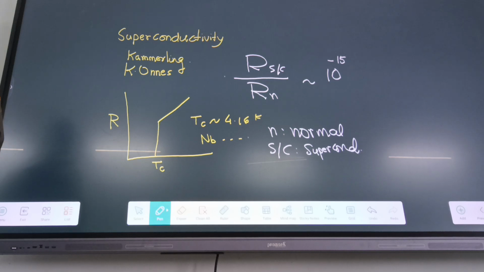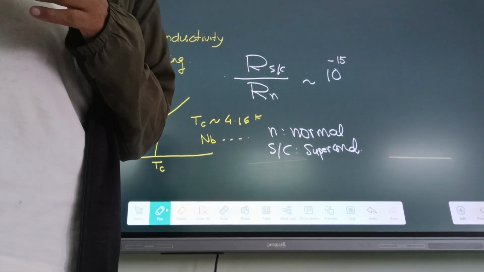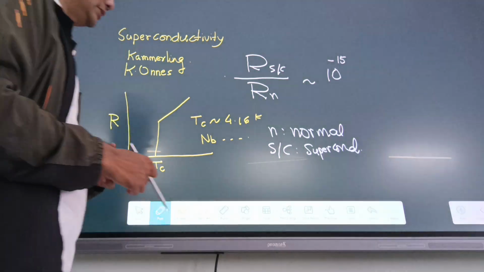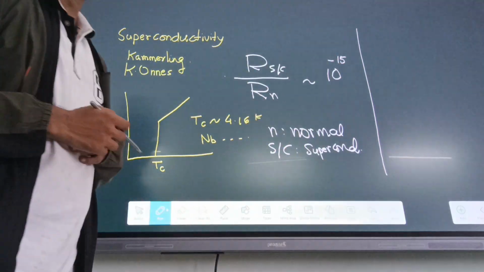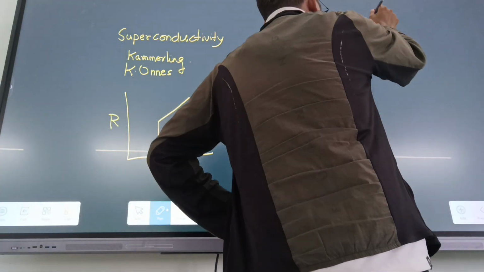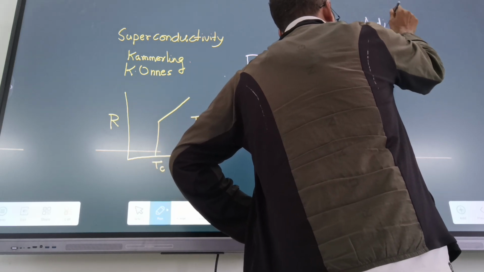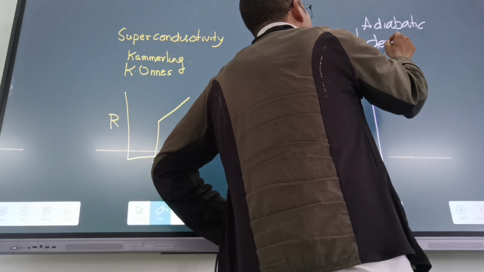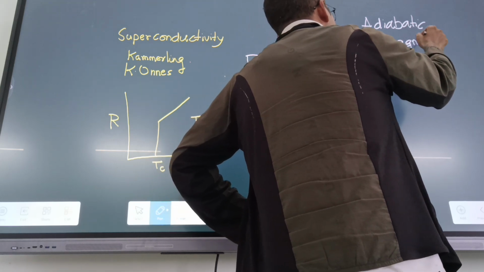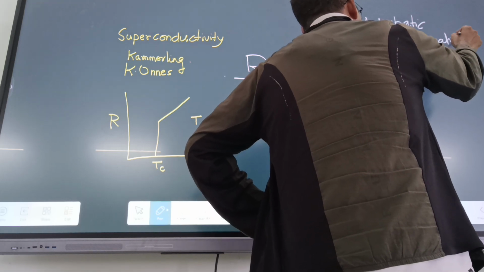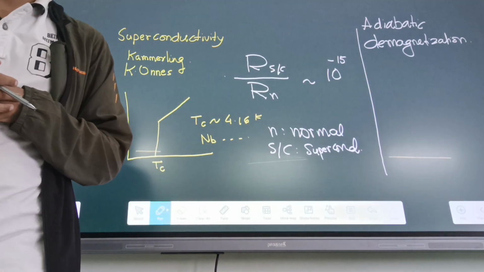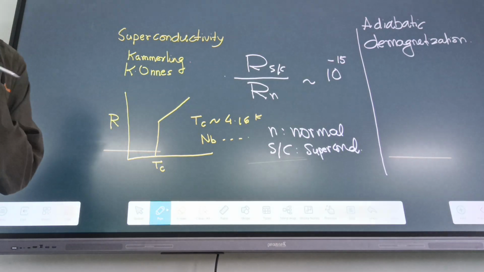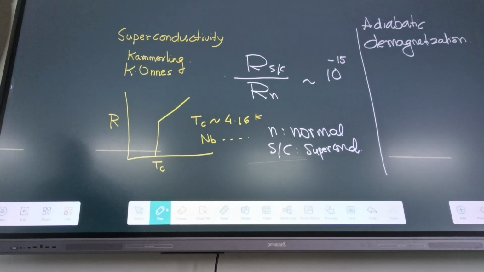So there are different ways by which we can create a low temperature. One of them is a method called adiabatic demagnetization. Adiabatic demagnetization. Right. Now, what is adiabatic? What does adiabatic mean? Adiabatic means there is no exchange of heat taking place. No change in heat taking place.